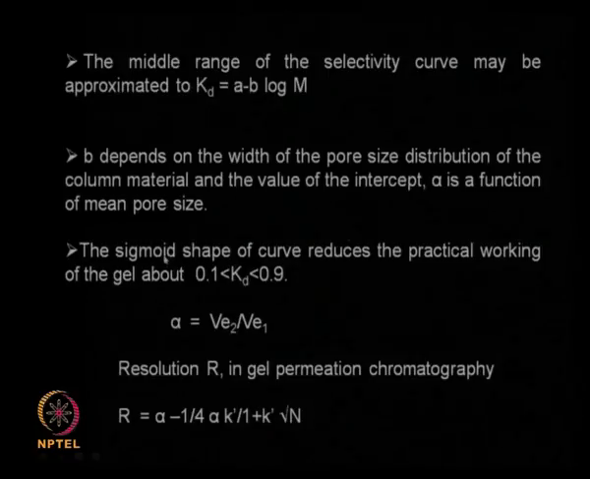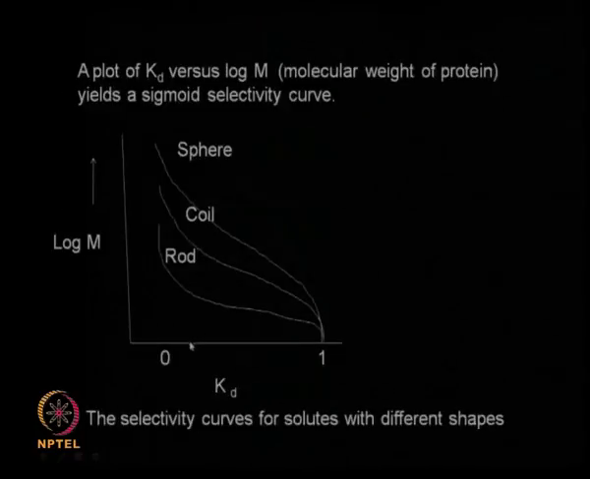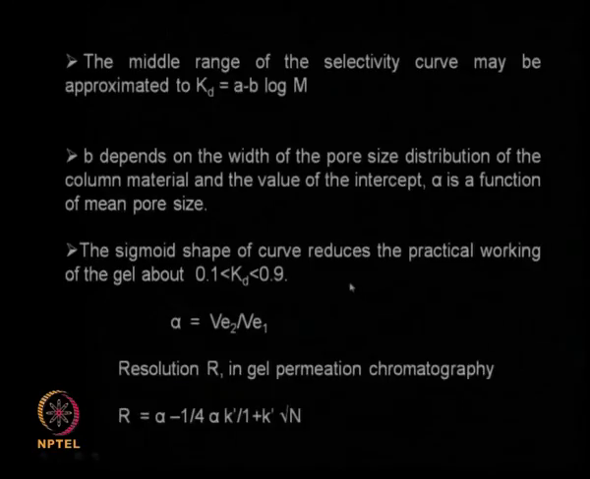So because of the shape of this curve, generally we like to operate only within this region, because only within this region do you have linearity. So this is almost 0.1 to 0.9, this is the range at which we work. Now here alpha is equal to VE2 by VE1, okay.